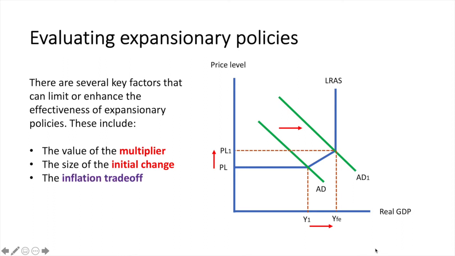Third is the inflation trade-off. If the economy is operating on its upward sloping portion of the long-run aggregate supply curve, or it's at full employment, further increases in output and spending will result in inflation. However, if the economy is operating along the horizontal portion of the long-run aggregate supply curve, where there is significant spare capacity, then output and employment can be increased without inflationary pressure.